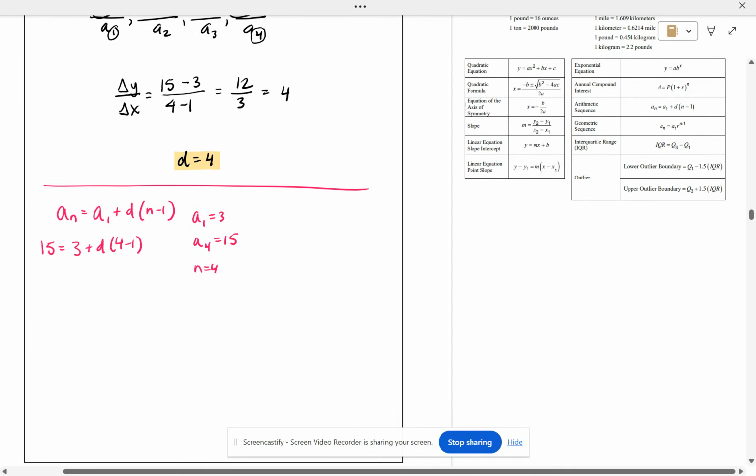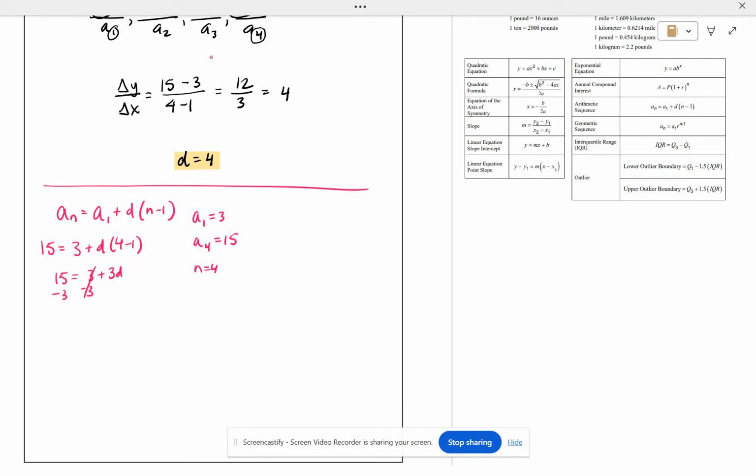Okay, 4 minus 1 is 3. I now have 3d plus 3 equals 15. I'm going to subtract off the 3, and now I get 12 equals 3d. Okay, that's another way to do it.